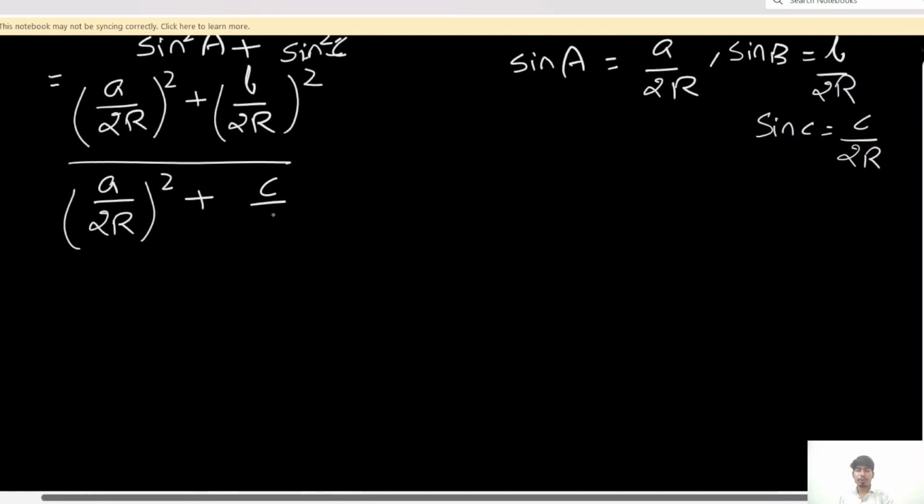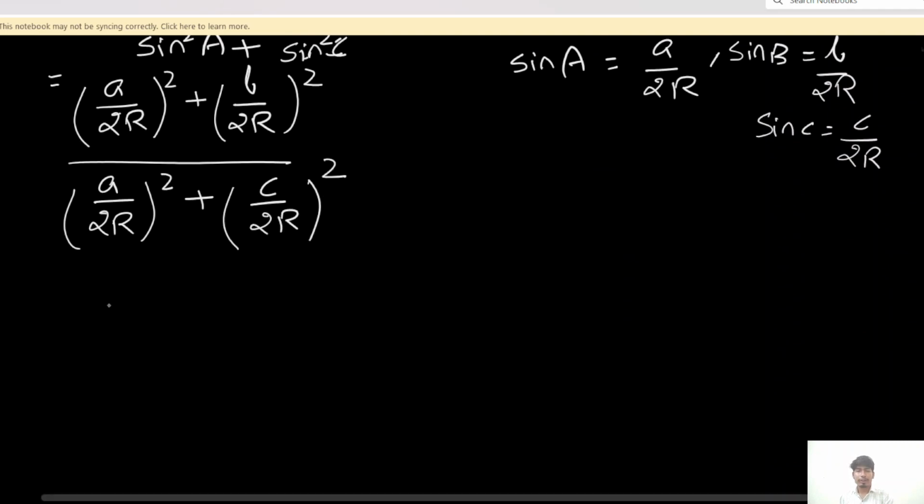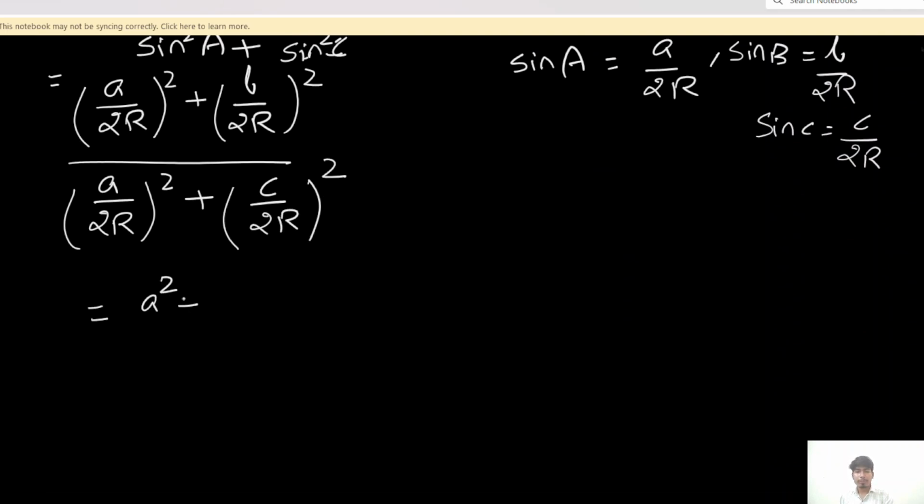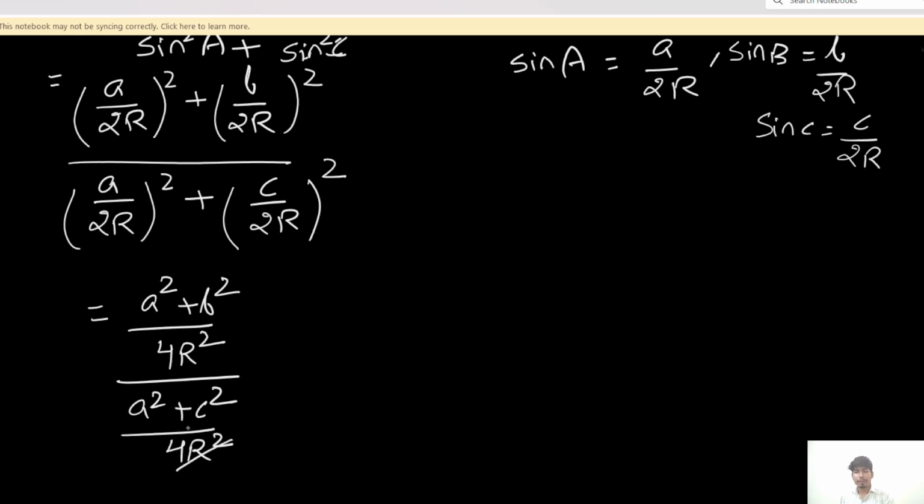Sine c is c upon 2R, and that is whole square. Okay students, this becomes (a square plus b square) upon 4R square, and in the denominator (a square plus c square) upon 4R square. Then this cancels with this, and we get a square plus b square upon a square plus c square, and this is our RHS.